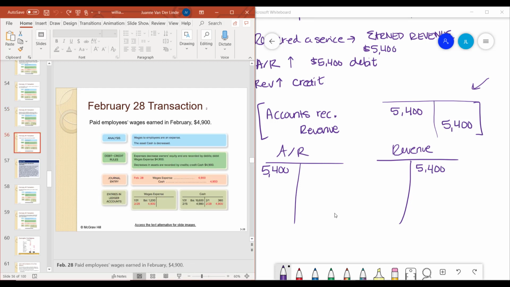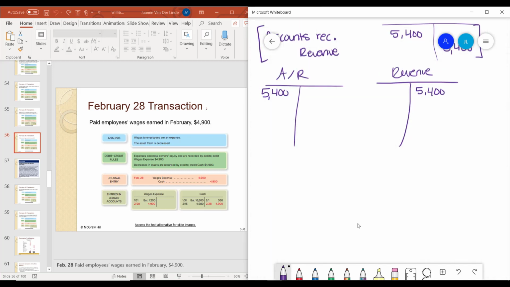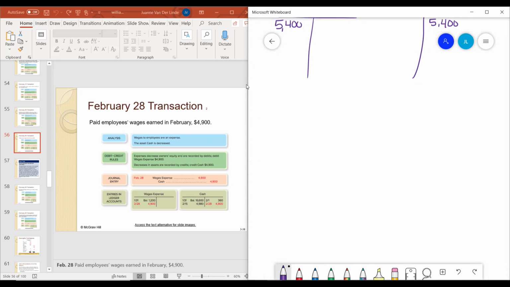All right, and then paid. We paid employees' wages earned in February, in the amount of $4,900. Okay, so they earned it in February and we paid it. So how do you pay it? If you pay wages, that has to be in cash. So cash is going down in the amount of $4,900. And if you're paying wages, right, what are you paying that cash for? That has to be wages expense, as we refer to it. And so that expense is going up.